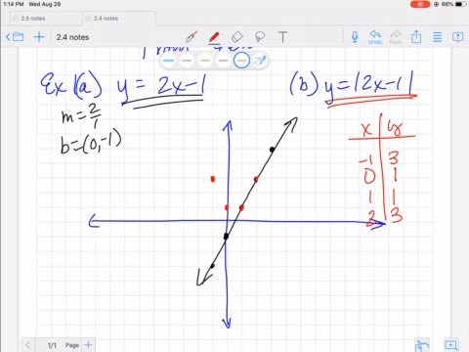So do you see what's happening here? Now, if I want to know when y is 0 here, then I can set this equal to 0, and that's going to give me that intercept.